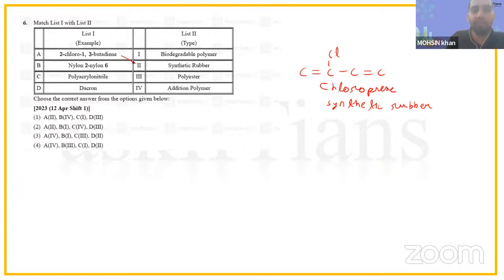so A will be matched with second. Nylon 2, nylon 6 is a biodegradable polymer. We have discussed this. Polyacrylonitrile PAN is an addition polymer, and Dacron is formed by terephthalic acid and ethylene glycol. So it is a polyester. So A will match with 2, and 3 and 4 cannot be the answer. B is matched with first. So second will be the answer. Moving on to the next question.